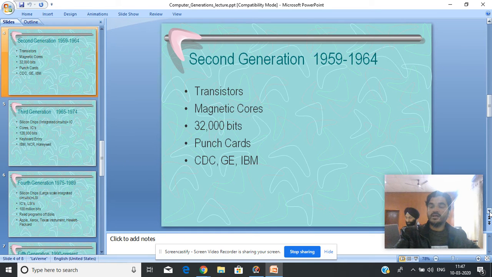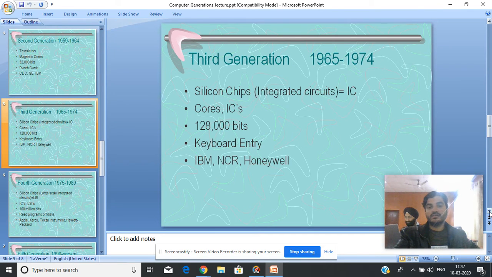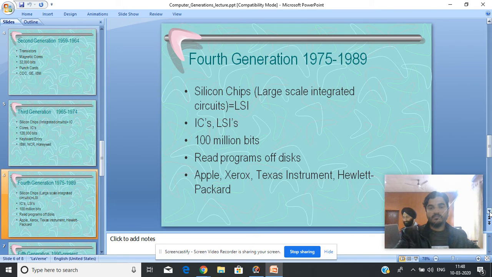Second generation started in 1959 to 1964. In that generation, transistors are used for circuit switching, magnetic cores, punch cards are used for input-output device, and the popular computers are CDC, GE, and IBM. Third generation started 1965 to 1974. In that generation, silicon chips, cores, ICs, keyboard entries are introduced. That means keyboards come in that era. IBM, NCR, Honeywell are major computers in that era.